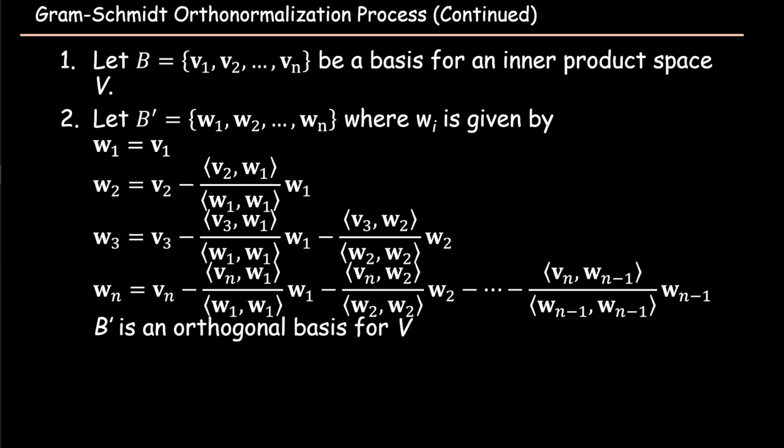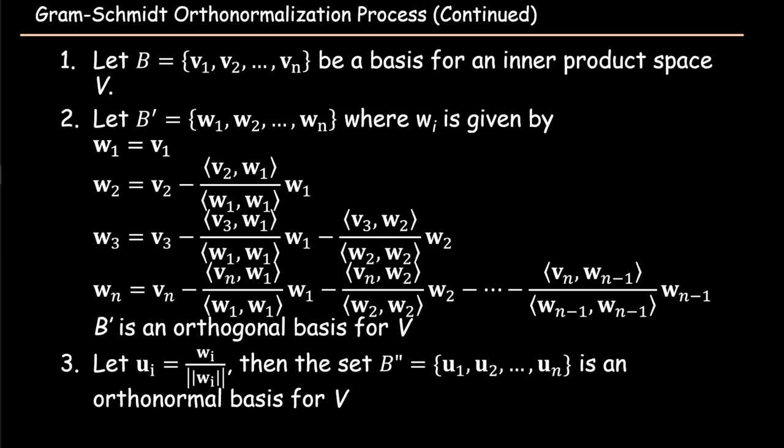And then for W3 it's going to be the same thing. The second expression that you're subtracting makes it orthogonal to W1, and then the third expression, the last one, will make sure that W3 is orthogonal to W2. This will just go on up until the nth term, and that will guarantee that B prime becomes an orthogonal basis. And then after that, you just find a unit vector of each new vector of B prime. So we let Ui be equal to Wi over its magnitude, and then set B double prime equal to U1, U2, all the way to Un, and that will give us the orthonormal basis for V.